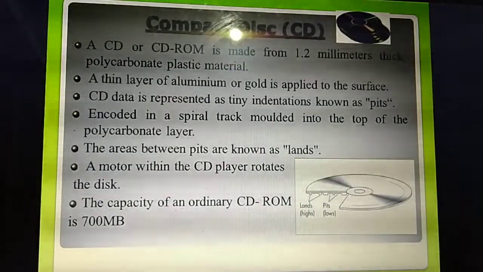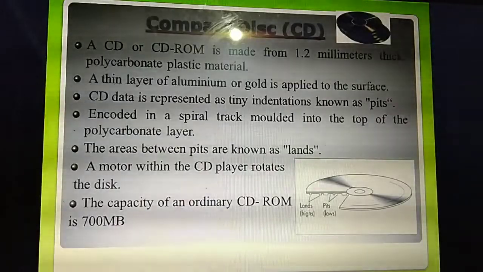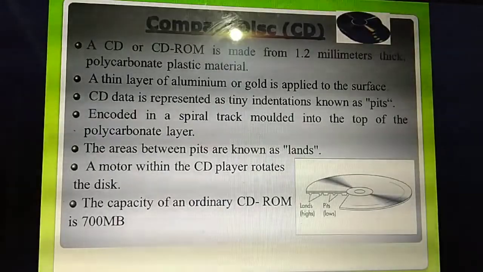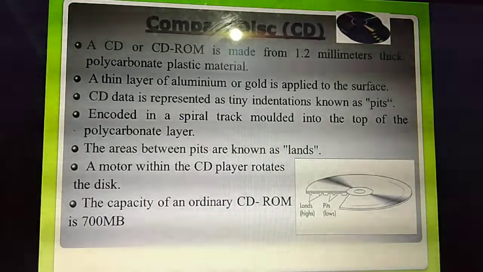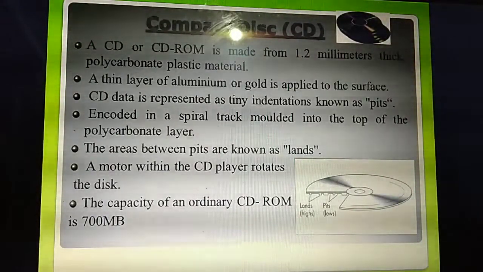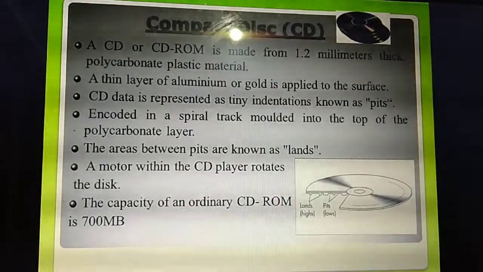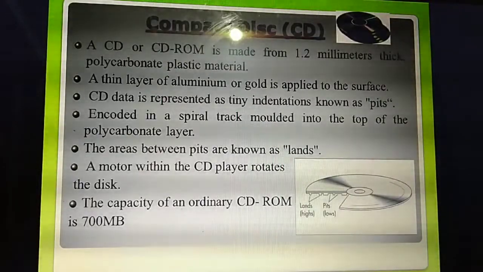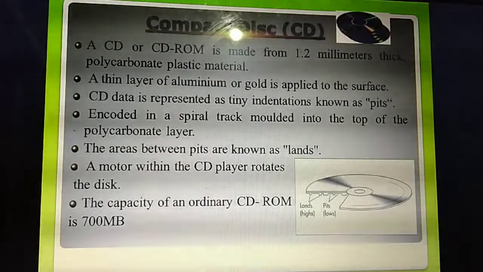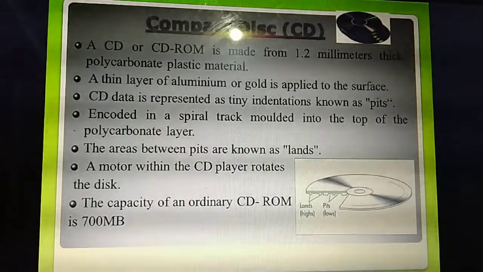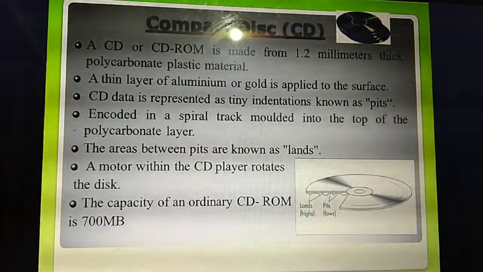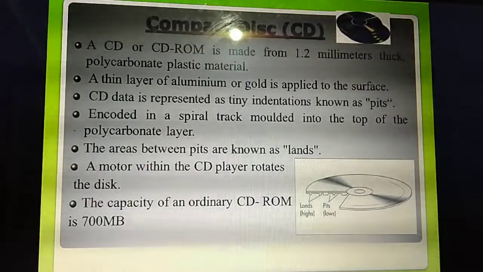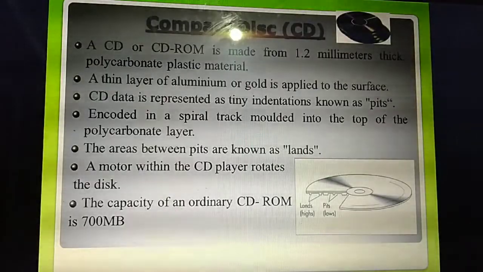Listen, in the CD player a small motor-like structure is there that is used to rotate the disc. Which portion is used to rotate the CD? A motor-like structure. The normal or ordinary capacity of a CD is 700 MB. This is also an important question. What are the things you have studied in CD? How much thick is a CD? 1.2 millimeters. This CD is made of which kind of plastic material? Polycarbonate plastic material. So how does it glitter? A layer of aluminium or gold is applied on the surface of the CD.